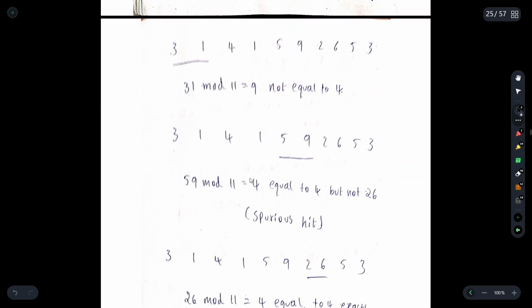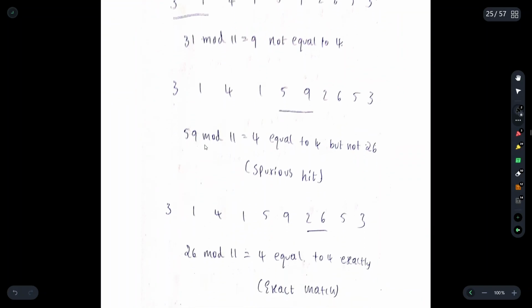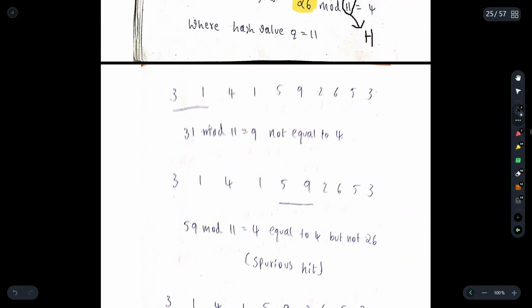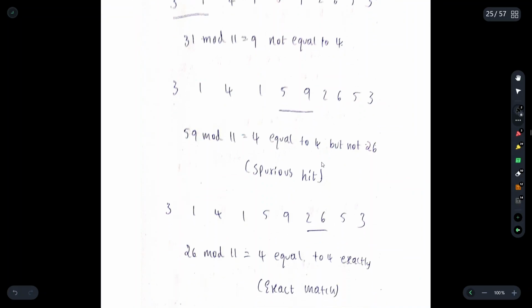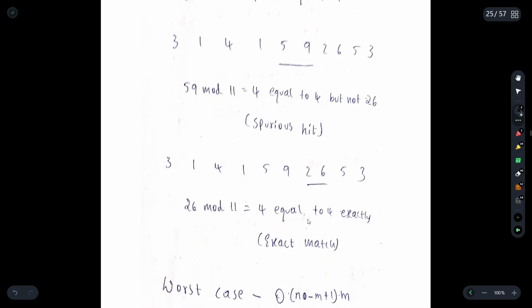But that also has another case. So there are three types of cases. We can say 31 mod 11 is not equal to 4, which means that it is not 26. And here 59 mod 11 is 4, which is equal to 4 but not 26. So that is a spurious hit. A spurious hit is where the remainder will be the same but the value will not be. Whereas there is one other case, where we get this 26 value, which is exactly equal to 4 and is an exact match.